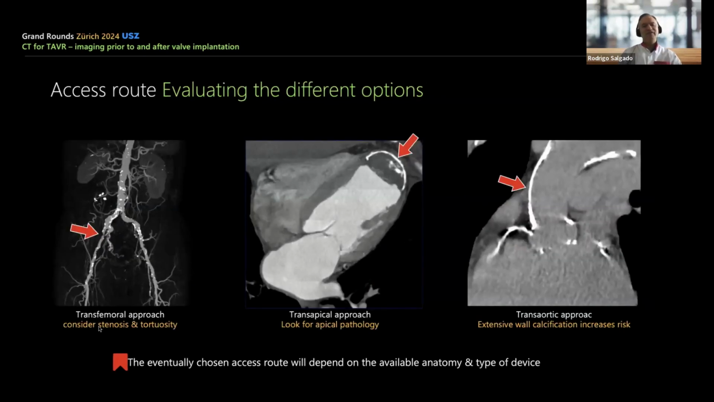So we need to be aware that we can get to the aortic sinus. If you have severe iliac stenosis, then that path is a no-go. Also, when you have, for example, extensive thrombus in the apex, or when you have extensive wall calcification in your ascending aorta, it of course limits your options for access.